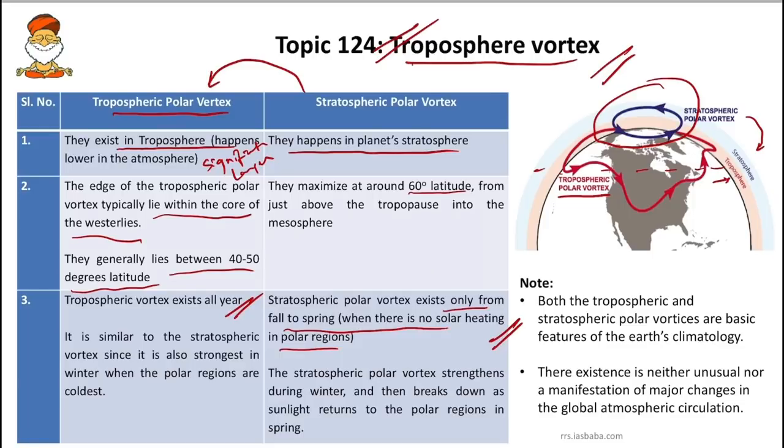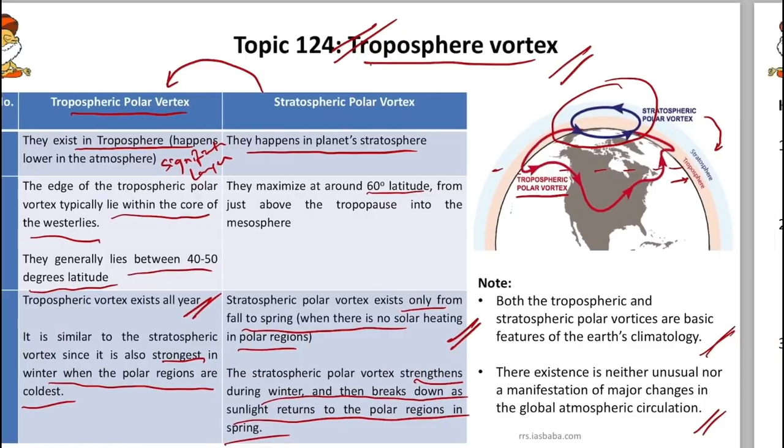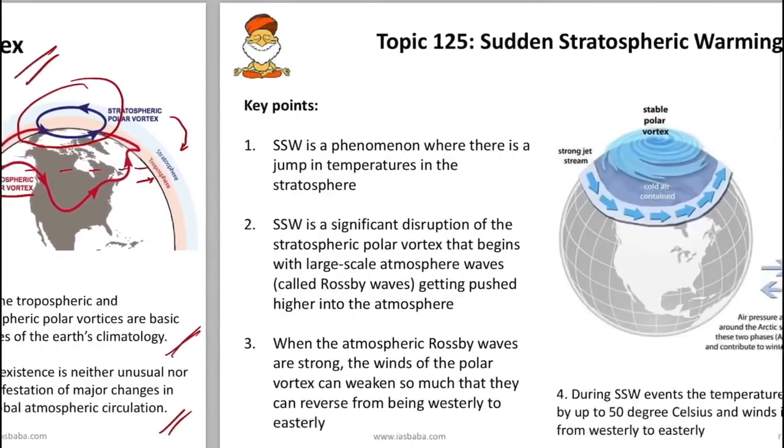These jet streams, or tropospheric polar vortex, are strongest in the winter when the polar regions are coldest. And the stratospheric polar vortex also strengthens during the winter and then breaks down as sunlight returns to the polar region in the spring. Okay, you have to remember this point. Both the tropospheric and stratospheric polar vortices are basic features of the Earth's climatology, and their existence is neither unusual nor a manifestation of major changes in the global atmospheric circulation. So you have to know the difference between the tropospheric vortex and the stratospheric polar vortex.